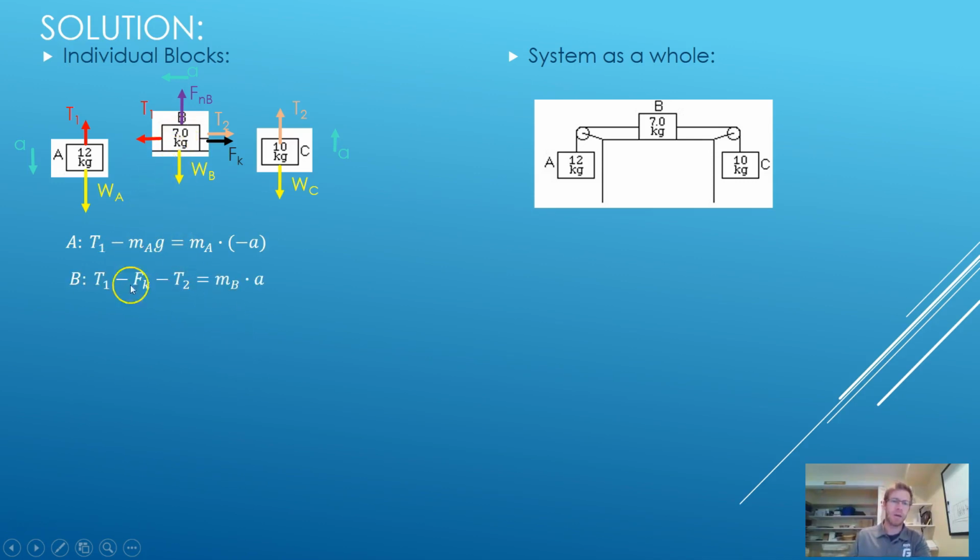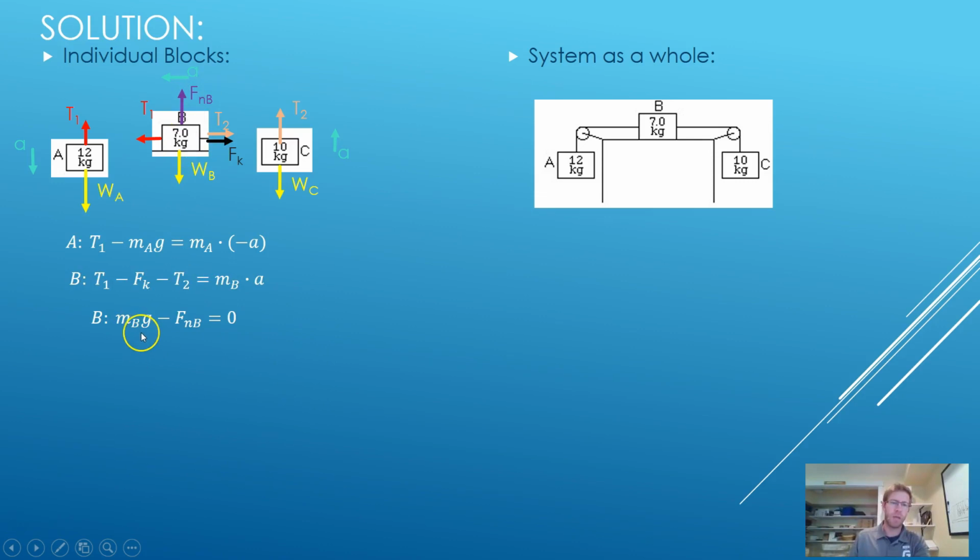In the x direction, we have T1. I'm calling left positive since that's the direction it's accelerating. So we have T1 minus friction minus T2 equals mB a. Oh, again, we don't know T1 or T2 or a. We now have two equations, but we have three unknowns. Bummer. Let's look in the y direction.